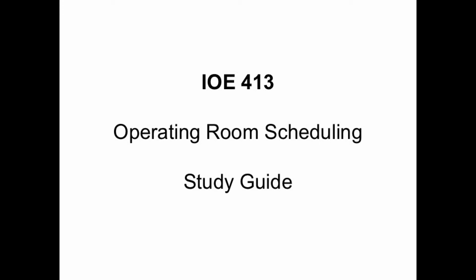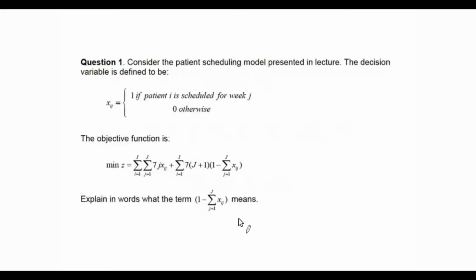IOE 413 Operating Room Scheduling Study Guide. Consider the patient scheduling model presented in the lecture. The decision variable is defined to be x sub ij, which takes on the value 1 if patient i is scheduled for week j, and 0 otherwise.